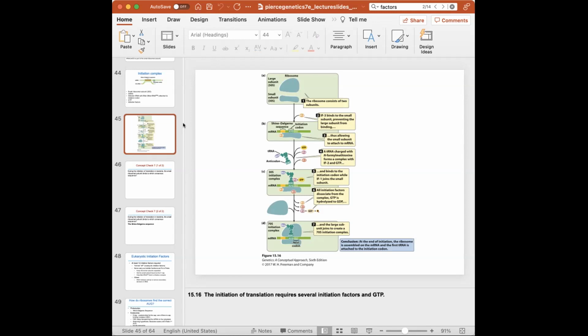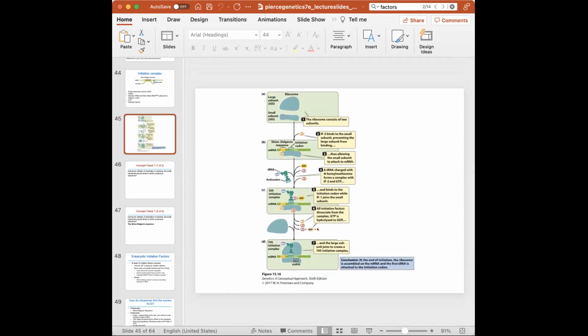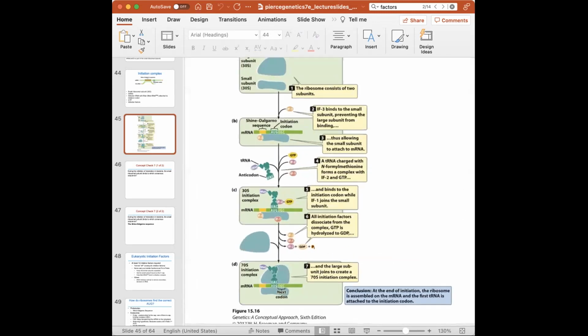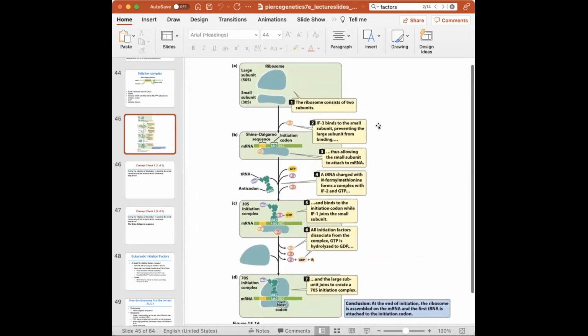So your ribosome has 2 different units and those units stay separate. And when they come together, that's when translation actually happens. It would probably help if I zoomed in and made this bigger. So basically, you have your mRNA with your Shine-Dalgarno sequence and your initiation codon, and that's how our ribosome knows where to bind, like we were talking about earlier.